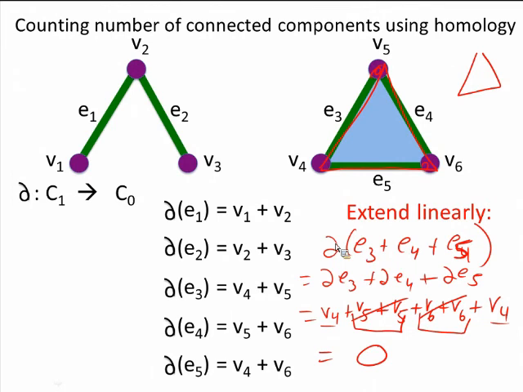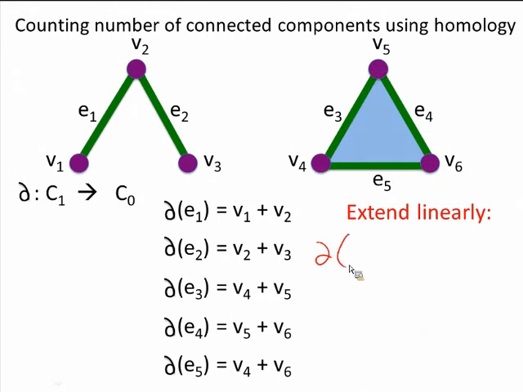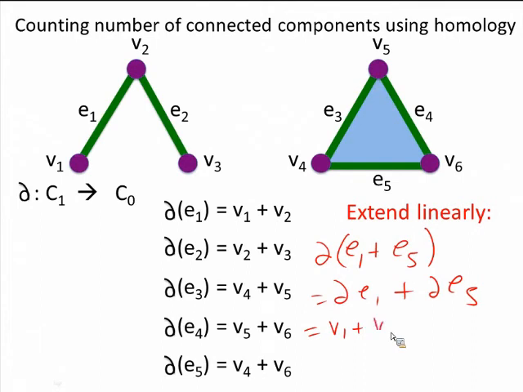We can also do the boundary of any formal sum. My coefficients are 0 or 1. So I can either choose E1 or not. I can choose E2 or not. I can choose E5. I can talk about the boundary of any of these things. We just extend it linearly. The other ones were more interesting, but here we also get that we have V1 plus V2 plus, for E5, V4 plus V6. So we also have that as well.